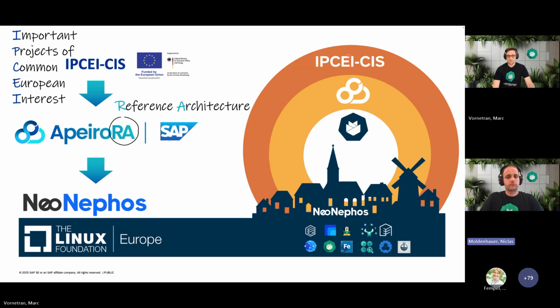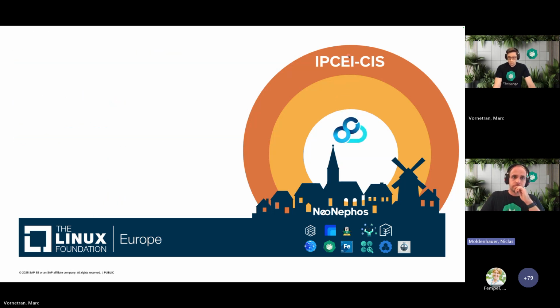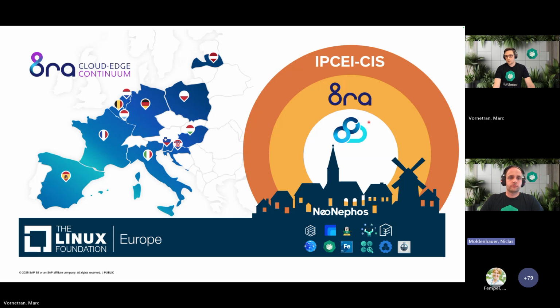There's a slightly different way to have a look at it if we condense it slightly. So still here the Apeiro projects, but there is more to it. There are even more countries working on that. And this all comes together under the ORA initiative. The ORA initiative really tries to tackle this fragmented European cloud landscape. And also this uses IPCEI-CIS as some sort of cornerstone for this whole initiative.